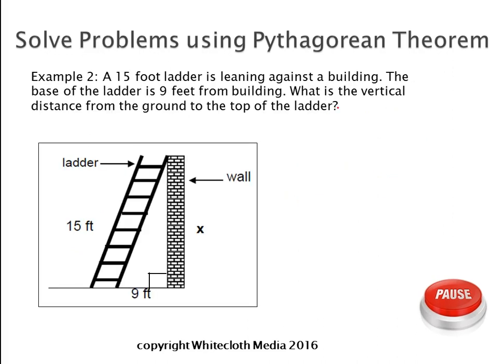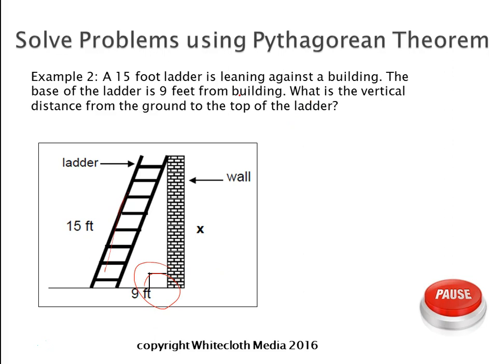All right, example 2. I'll do this one with you. A 15-foot ladder is leaning against a building. The base of the ladder is 30 feet from the building. What is the vertical distance from the ground to the top of the ladder? So a ladder is 15 feet. There's my symbol saying I have a right triangle.